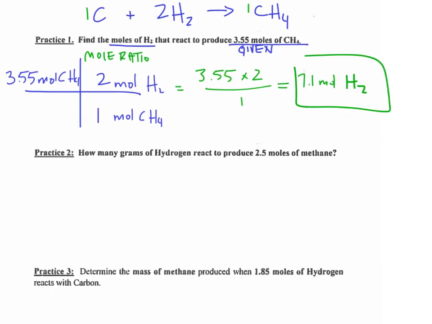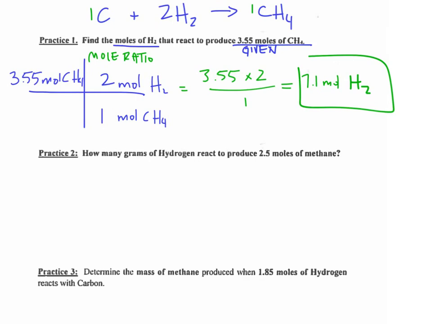Okay, let's look at another problem here. Now it says how many grams of hydrogen react to produce 2.5 moles of methane. So this information here, 2.5 moles of methane, is given to me. I want to figure out how many grams of hydrogen I have. So now I'm going from moles of one substance, CH4, to grams of something completely different. I'm changing the unit and the substance.